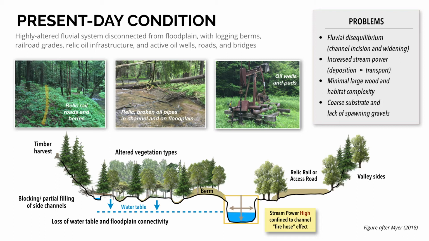For several kilometers, the stream was dredged, straightened, and converted to a single-thread channel that remains narrow and deep and disconnected from side channels. With higher stream powers, the channel continues to degrade, lowering the water table with it.